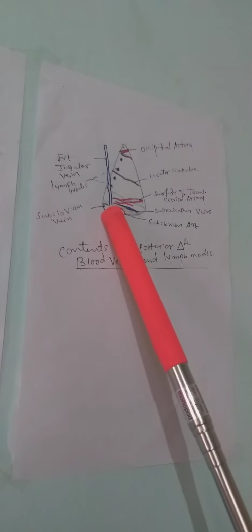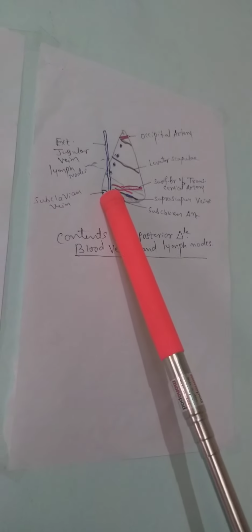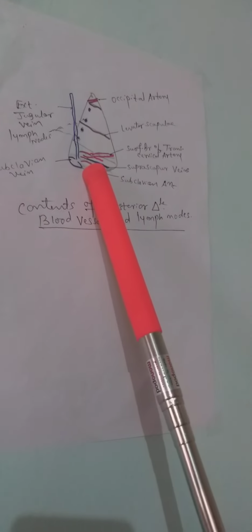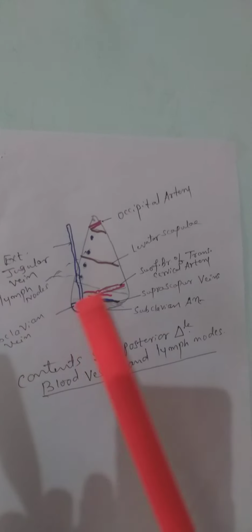That is the external jugular vein. The external jugular vein opens into the subclavian vein, and it doesn't have valves throughout its course. The subclavian artery and the suprascapular nerve are here, and you can see blood vessels. Apart from this, the lymph nodes are here. These lymph nodes have a lot of clinical importance. I will tell you later on.